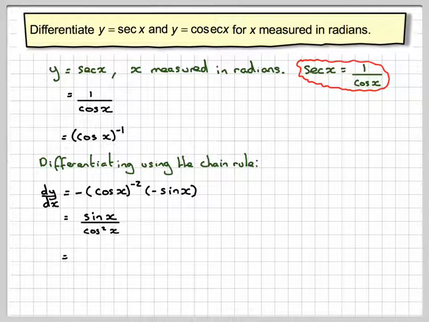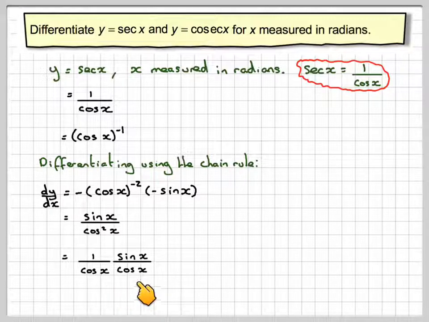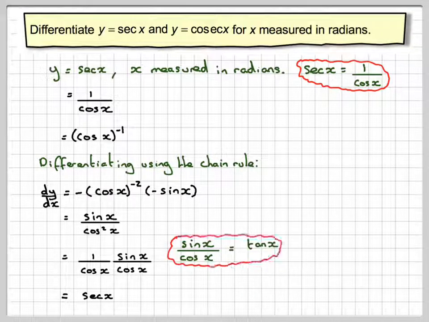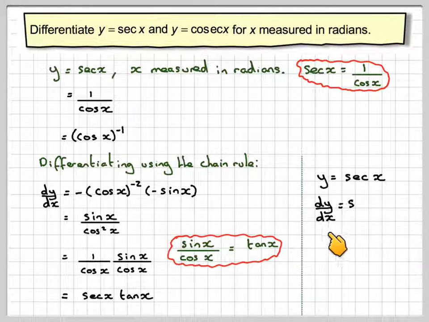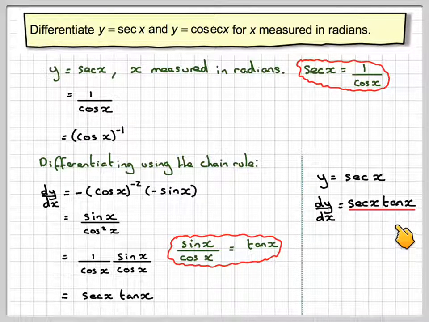Now I could split that up into 1 over cos x times sin x over cos x. Just check that: 1 times sin x gives me sin x, cos times cos gives me cos squared x. Then 1 over cos x is sec x, we already know that up there, and sin x over cos x is tan x. Therefore, if y is equal to sec x, dy by dx is equal to sec x tan x.